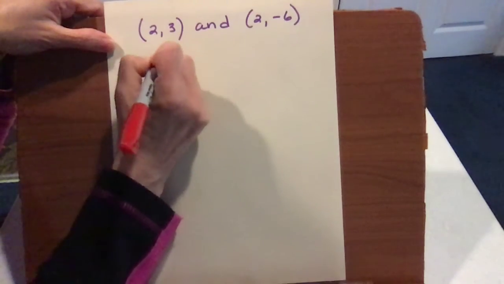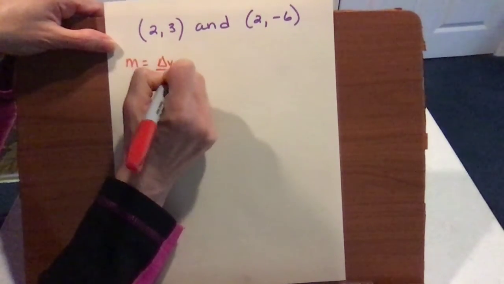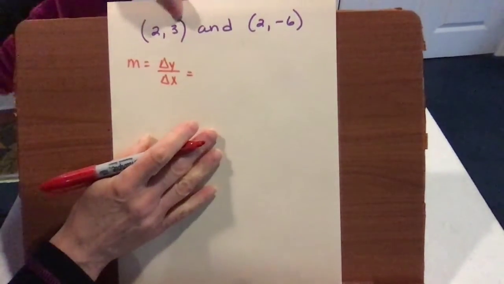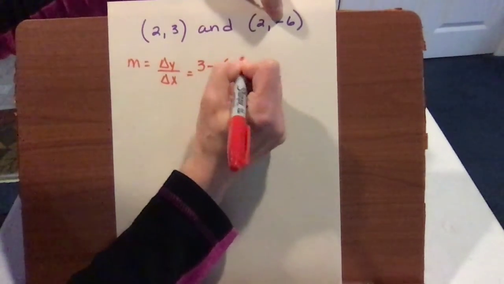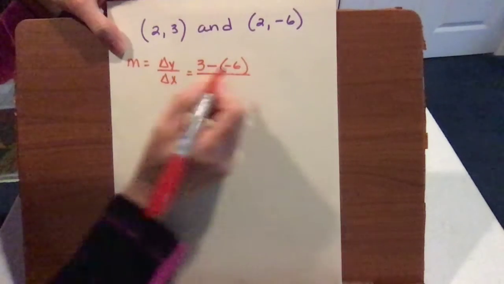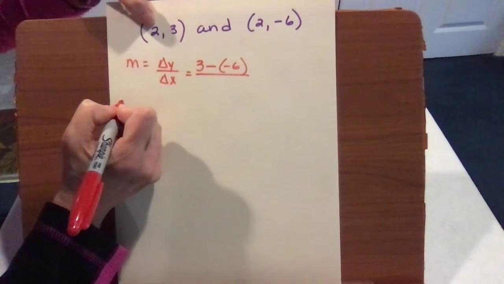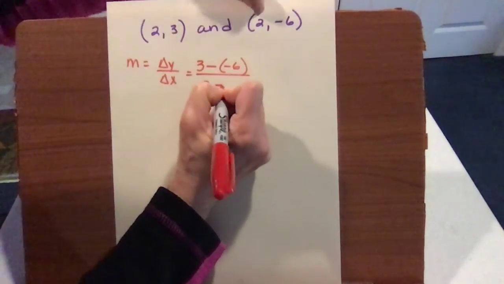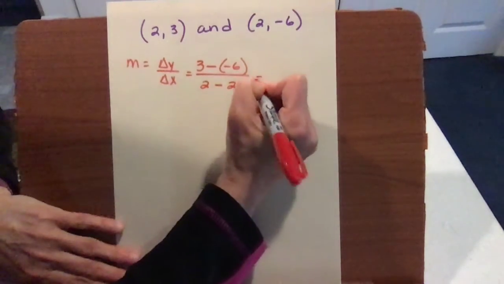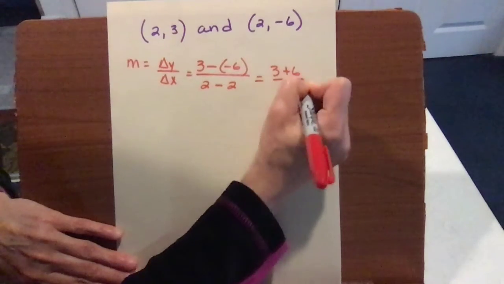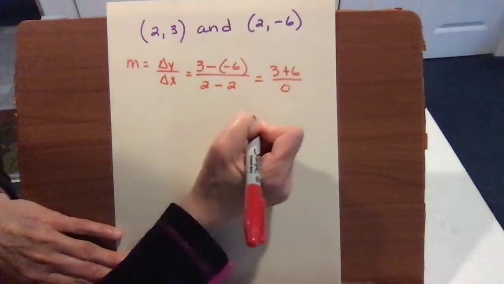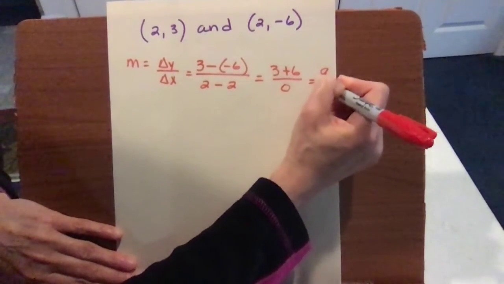All right, so our slope again is change in y over change in x. Our change in y is 3 minus -6. Got to go get the 2 from where I got the 3. So 2 minus 2. Simplify. 3 minus a -6 is 3 plus 6. 2 minus 2 is 0. So this gives me 9 over 0.